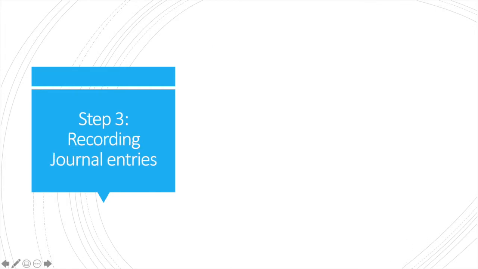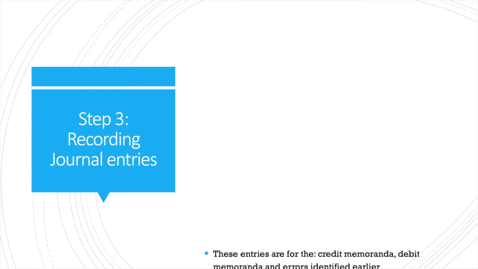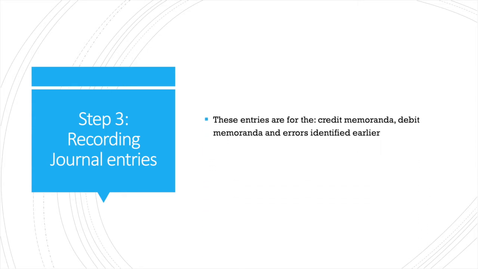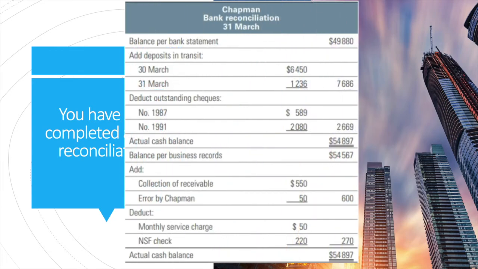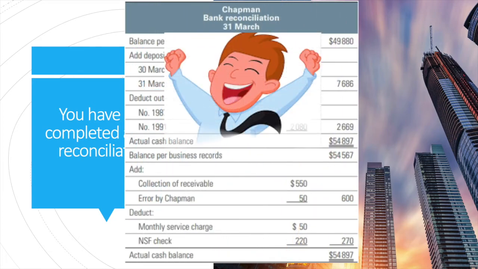Step 3 is recording journal entries. These journal entries are the credit and debit memoranda and errors identified during the reconciliation of the business's book balance. Once all 3 steps are completed, you have finished the process and you have your bank reconciliation. Yay!